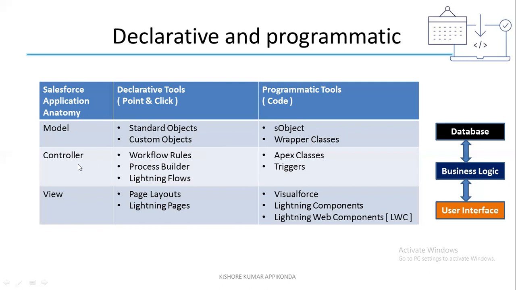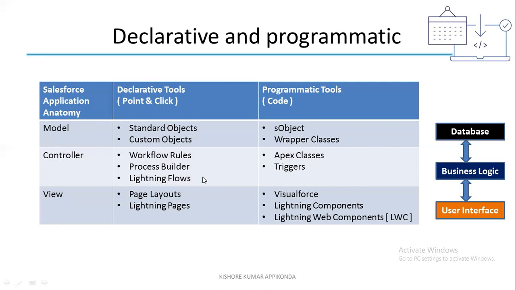Then coming to controller, by default Salesforce provides out-of-the-box features to automate the business process. Further, Salesforce provides workflows, process builders, lightning flows, and everything. They provide these as out-of-the-box features. But each and every client requirement may not be achievable through these. In that case, you have to go programmatically, or we can call it customization.